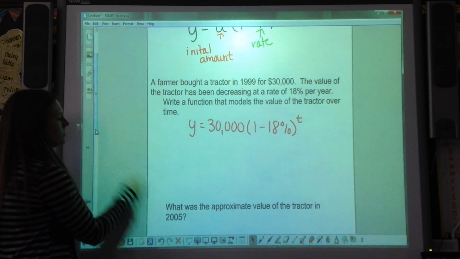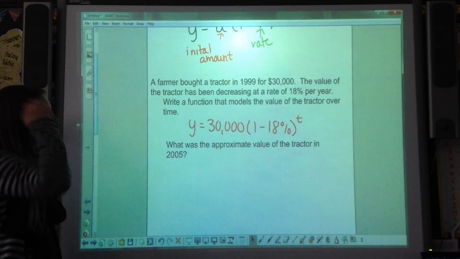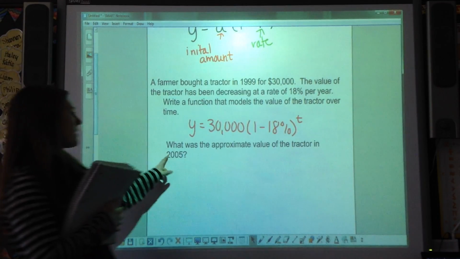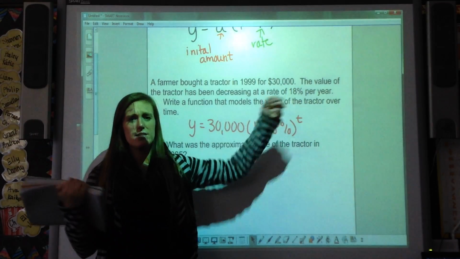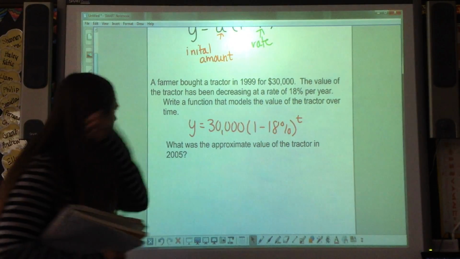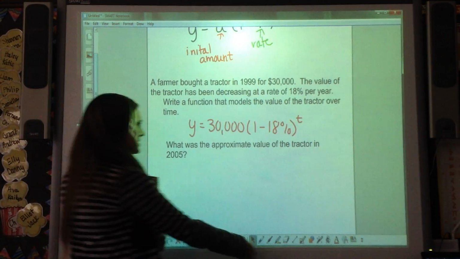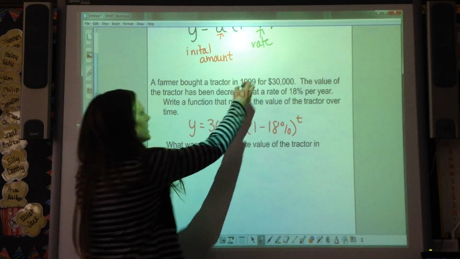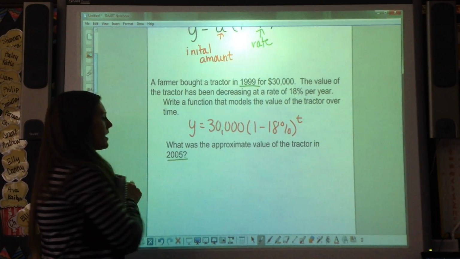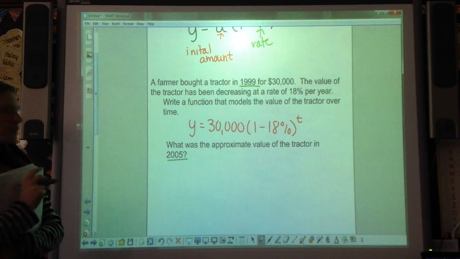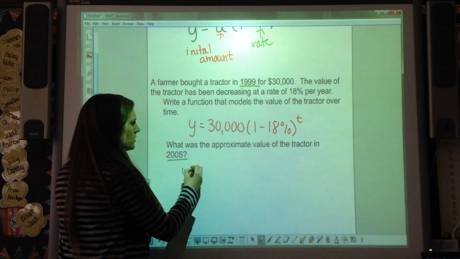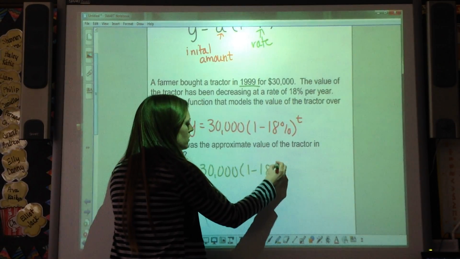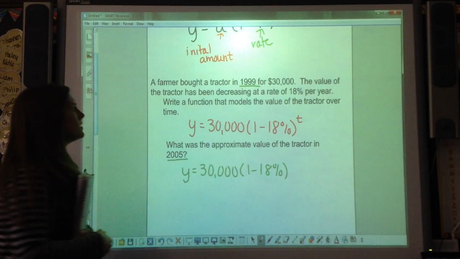Okay, now, what was the approximate value of the tractor in 2005? You are not going to plug 2005 in for the time. That stands for 2005 years. Instead, you have to figure out the time that's elapsed between the time that he bought it, which was 1999, and 2005. You're going to subtract the two to find the time between. The difference is 6 years.